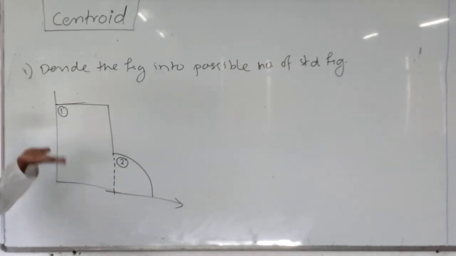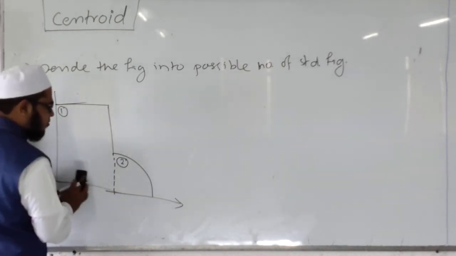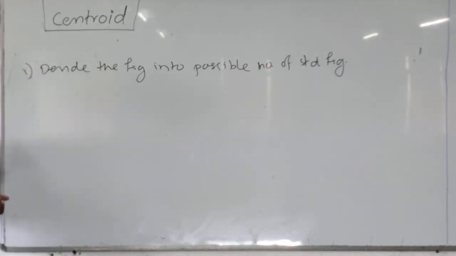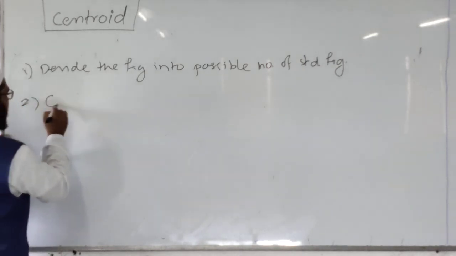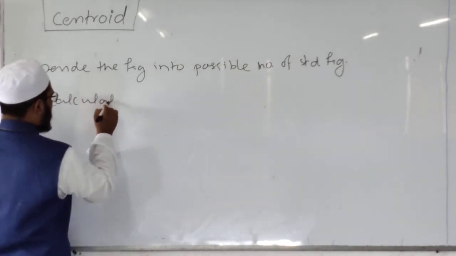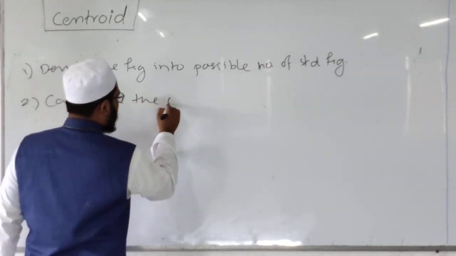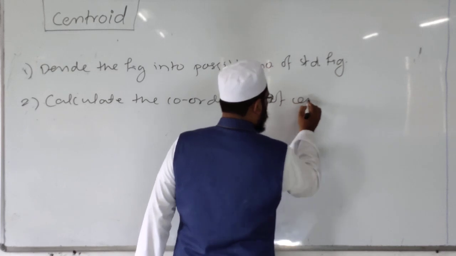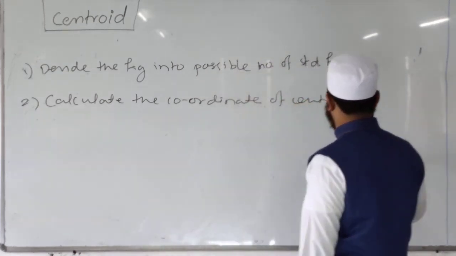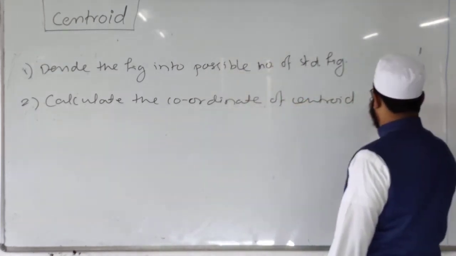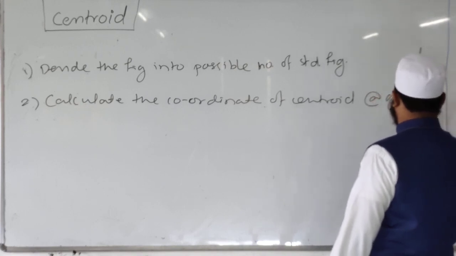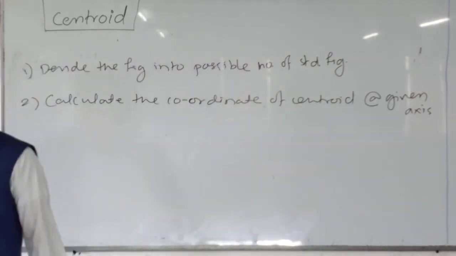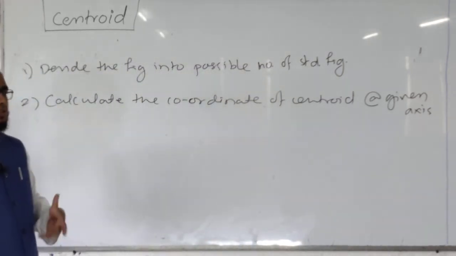It is the process. If there are 3 standard figures possible, there may be more than one combination possible, so we have to see which one is easy. After division, calculate the coordinates of the centroid about the given axis. It means we have to find the coordinates of each standard figure with reference to the given axis.